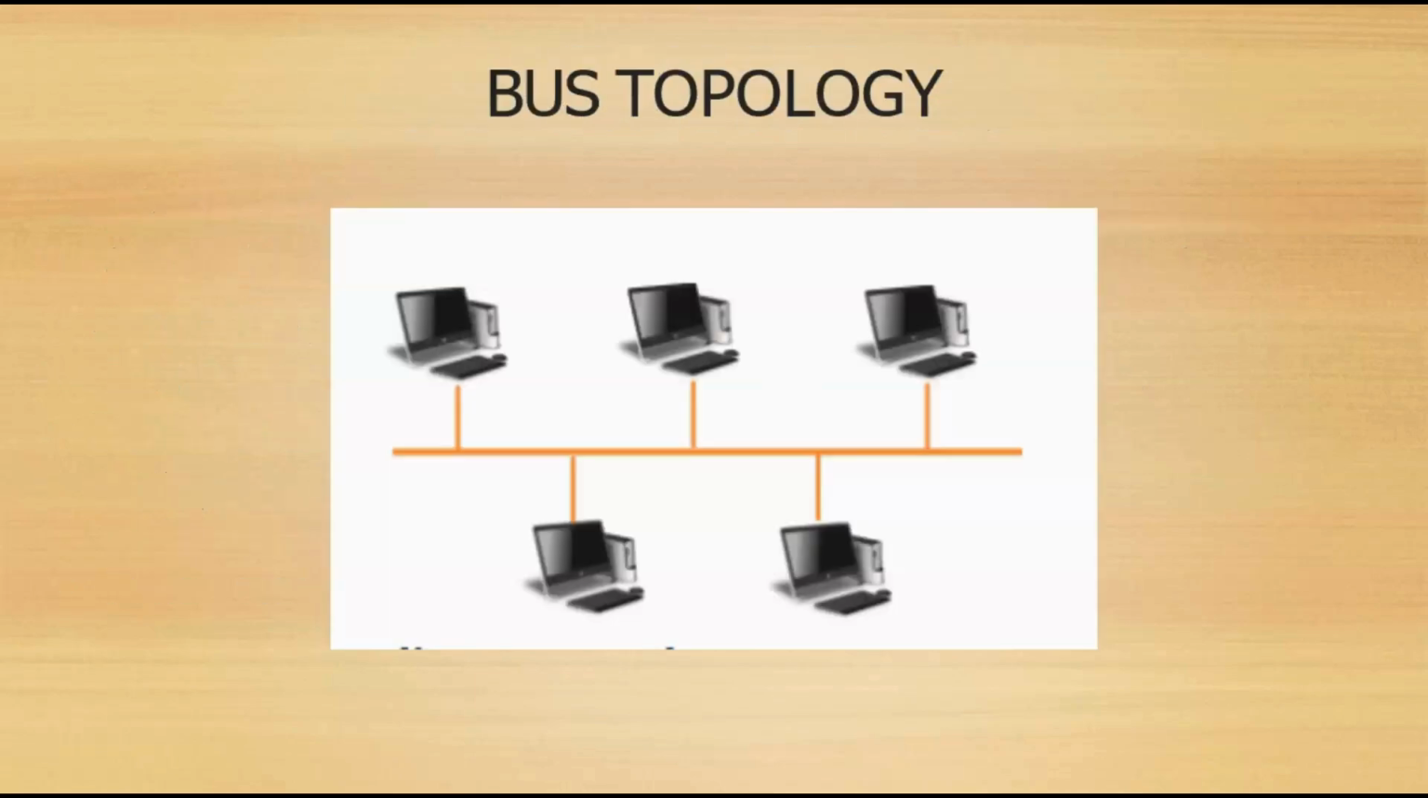Before going to the advantages, see the picture of bus topology. This long cable is considered the backbone. If computer A wants to send a message to computer B, the signal is sent from this computer to the backbone. After that, the signal travels through the backbone, and when it reaches computer B, the message is delivered. Hope you all understand.